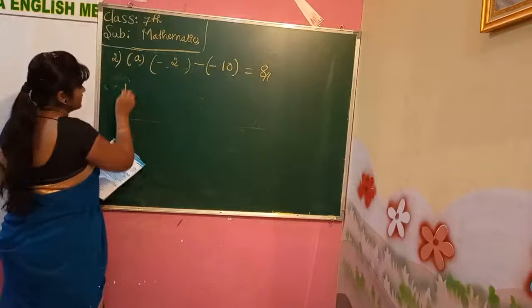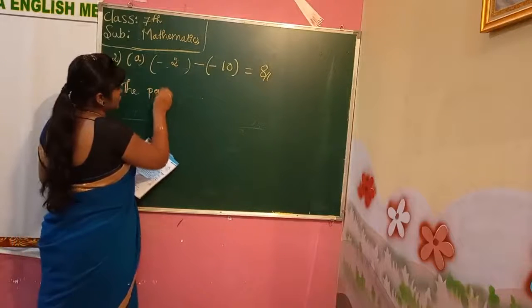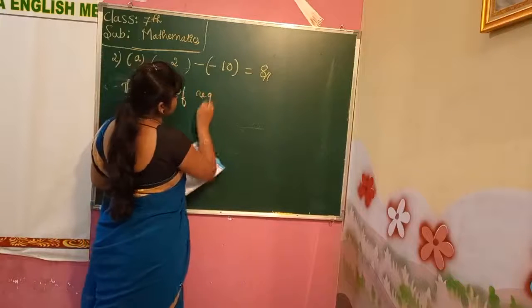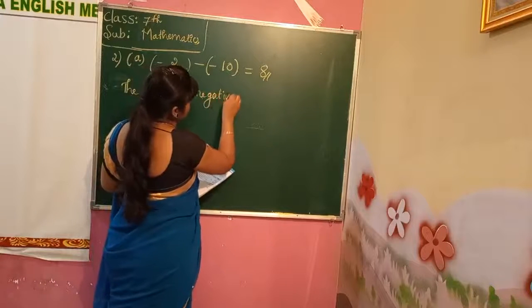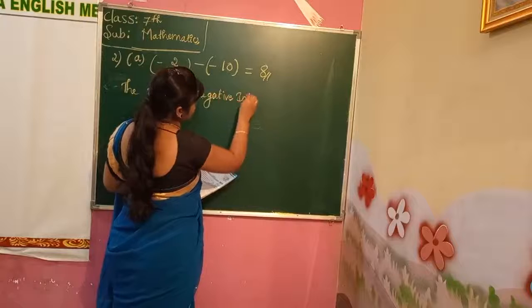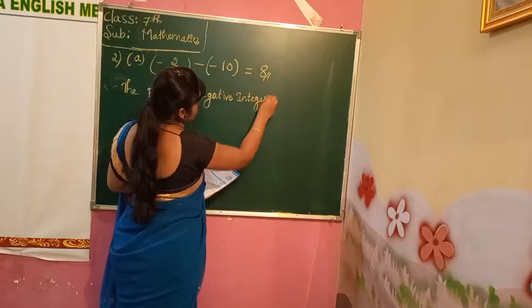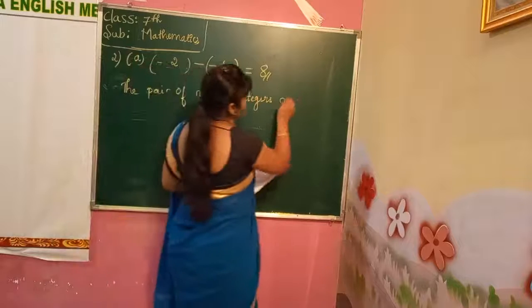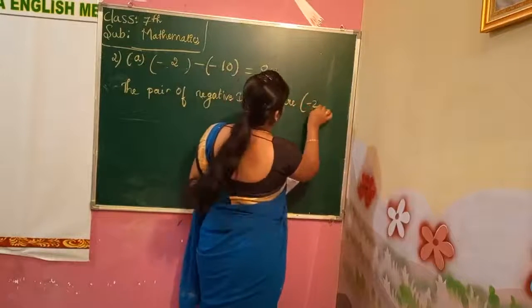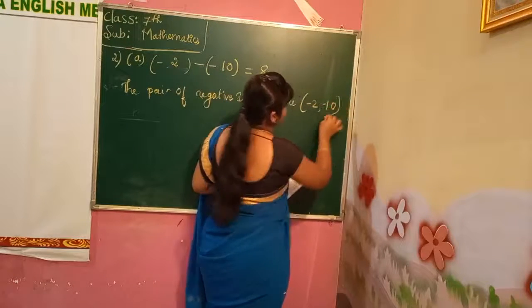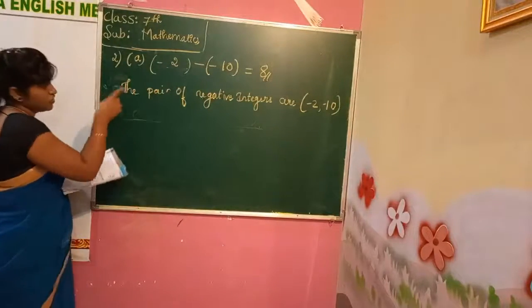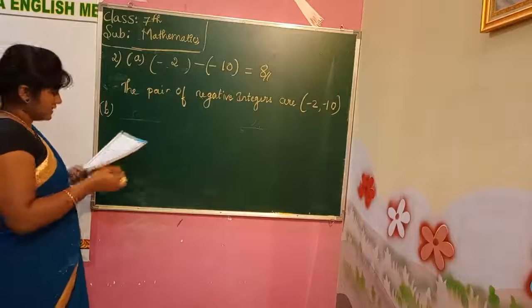Here we have to write the pair of negative integers are minus 2 and minus 10. Okay, the B sum. Copy that children.